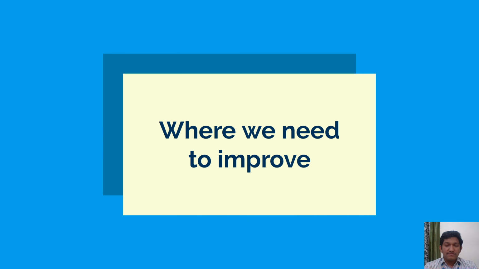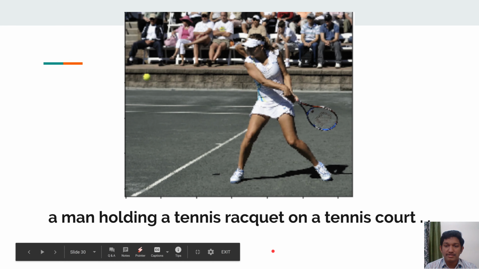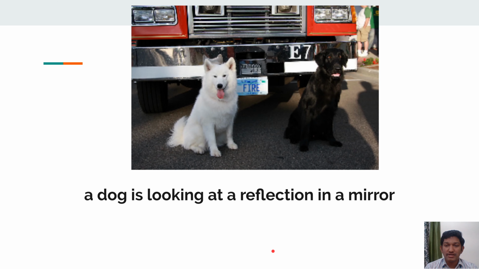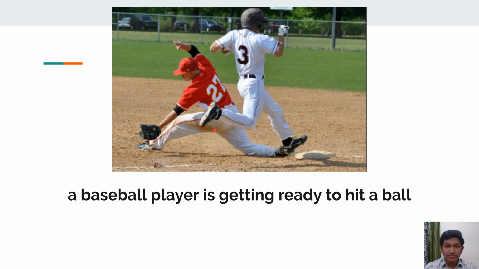And there are things which we need to improve. Even in this image, a woman is playing tennis, but the caption is a man holding a tennis racket on a tennis court. Moving on to this image, a dog is looking at a reflection in a mirror, but here we have the reflection and the dog as two dogs. And a baseball player is getting ready to hit a ball, but the biggest thing is he already hit the ball. He is on his run to.